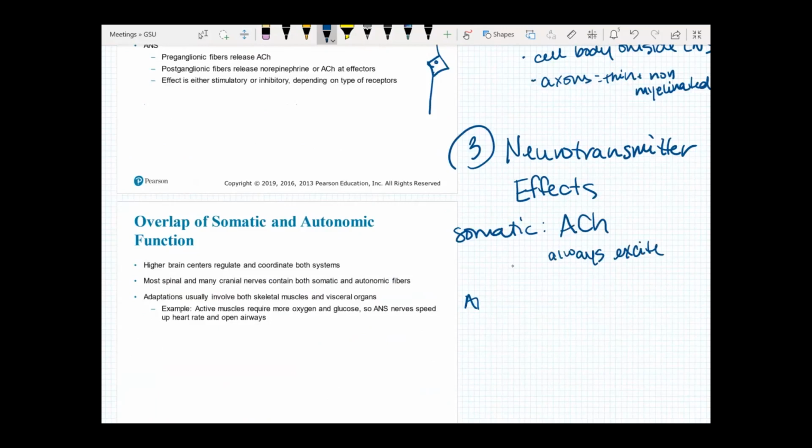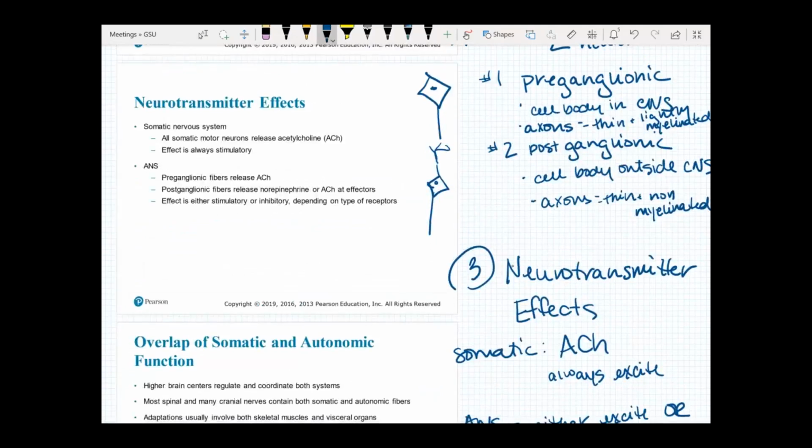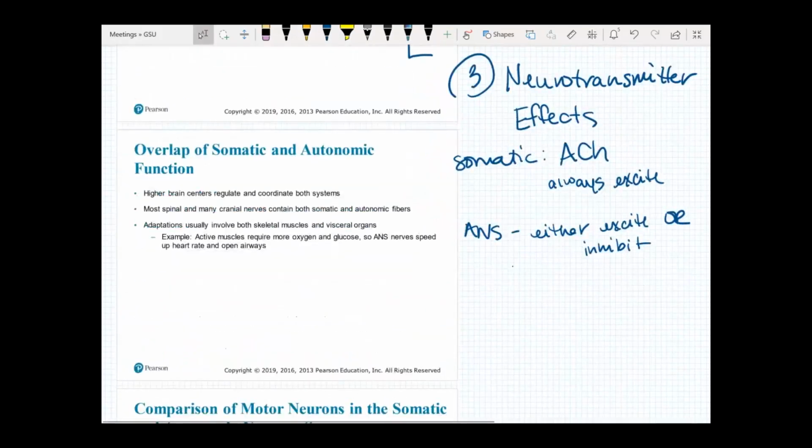Your ANS is going to be slightly different. Your ANS will either excite or inhibit. It has the ability to do both options depending on where it is and what it is actually acting on. So within our somatic nervous system, it's always going to excite, and with our ANS, it could do either. But as a reminder, we're talking about our postganglionic because this is the one that will actually connect to your target organ or your effector. So our postganglionic with our ANS.